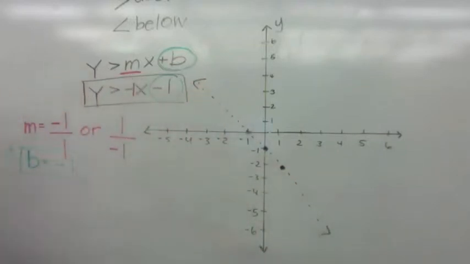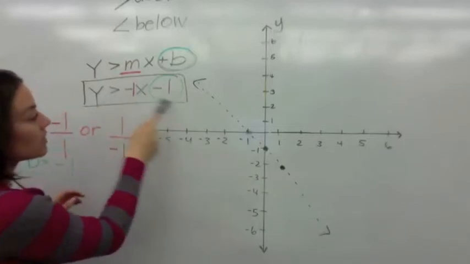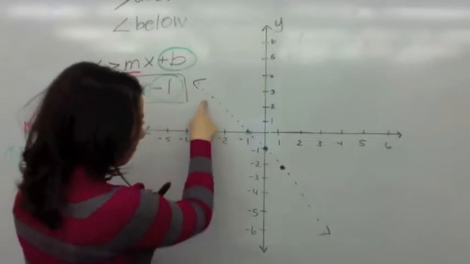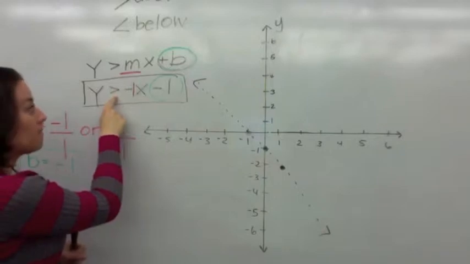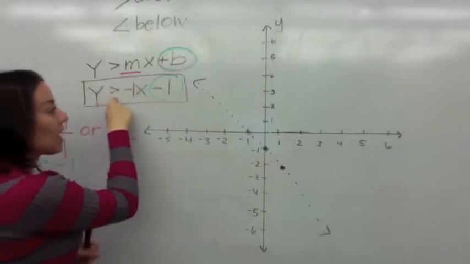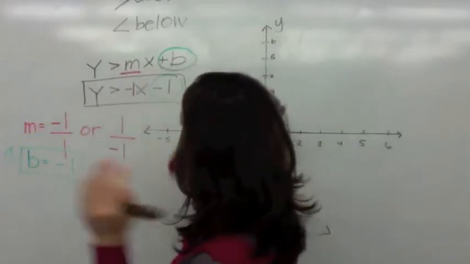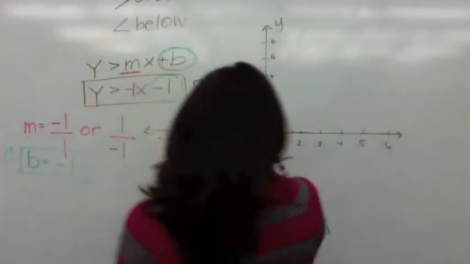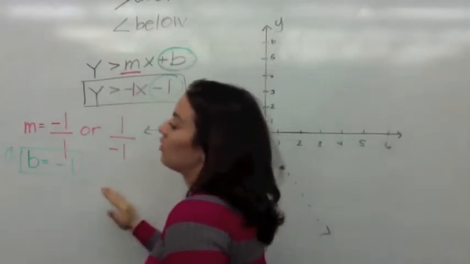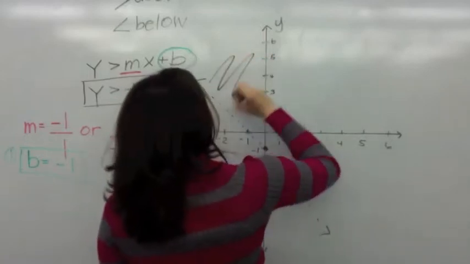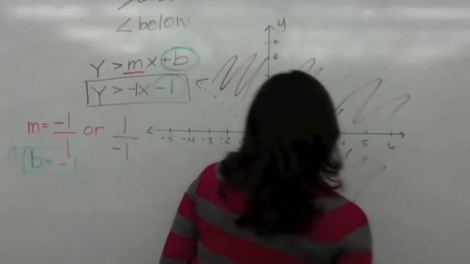Now, let's talk about shading, because with linear inequalities, you shade. Usually, if it's an equal sign, any point on the line is a solution. But here, it's not going to be. Here, y is more than, and more than means above. So this is above the line, this is below the line. So you're going to go ahead and shade above the line. Let's see what that means.